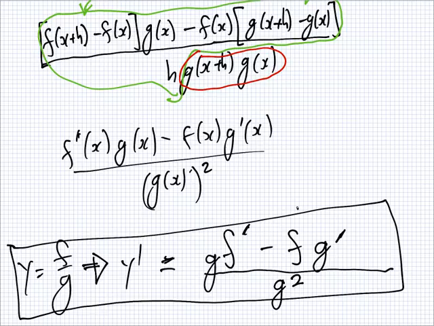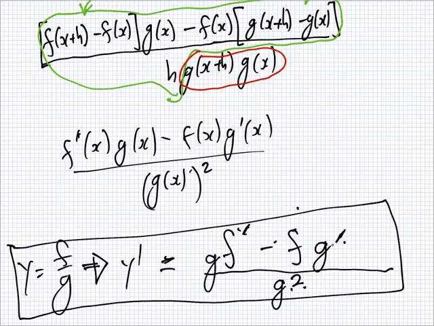So I usually say this in words rather than remembering it. It's the bottom squared, the bottom times the derivative of the top minus the top times derivative of the bottom. After 100 of them, you won't need to think anymore. Okay, can we have a look at an example?